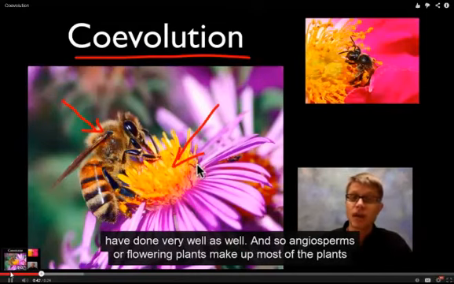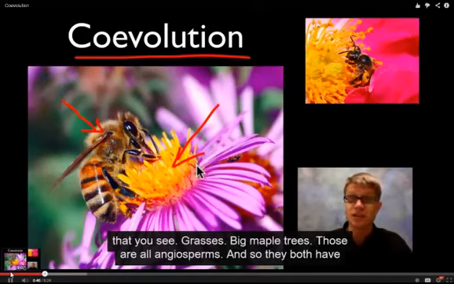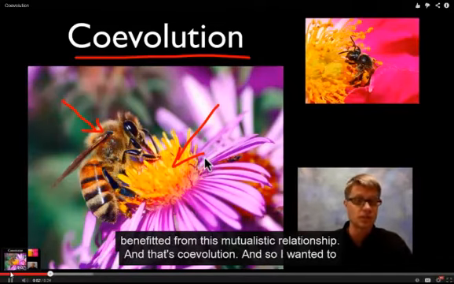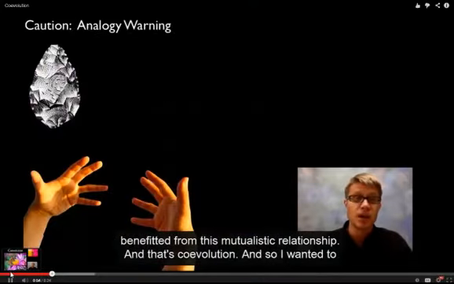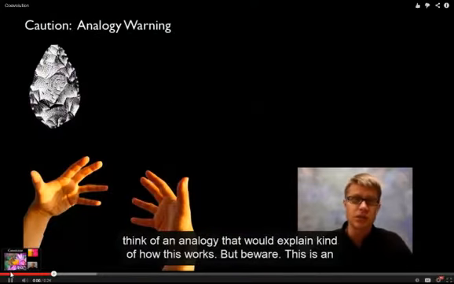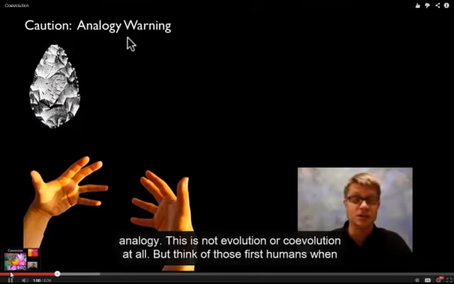Angiosperms, or flowering plants, make up most of the plants that you see. Grasses, big maple trees, those are all angiosperms. They both have benefited from this mutualistic relationship, and that's coevolution. I wanted to think of an analogy that would explain how this works. But beware, this is an analogy. This is not evolution or coevolution at all.